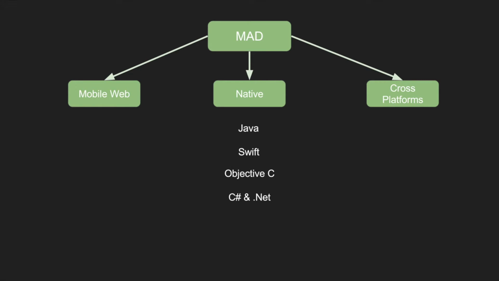And in case you are using programming languages like Java in the case of Android, Swift or Objective-C in the case of iOS, C Sharp and .NET in the case of Windows, then you are using a native development approach.